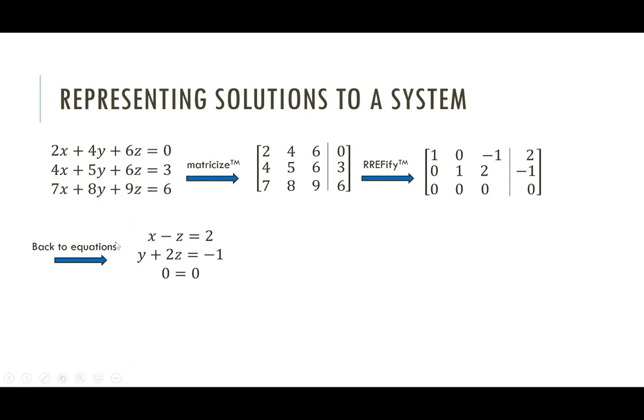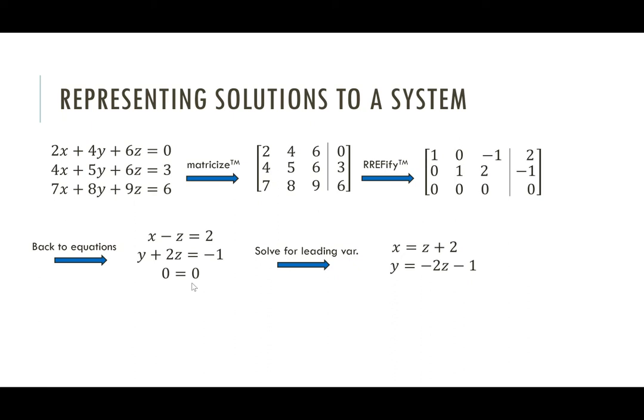And now, if you really want to understand what solutions are possible, the next strategy is you solve for the leading variable. The leading variable is just the first variable in the equation. In the first equation we would get x equals z plus 2. And in the second equation, we get y equals minus 2z minus 1. And this third equation, 0 equals 0, well, there are no variables there. 0 equals 0 is always true. That's not actually giving us any information for the system, so we're just going to stop worrying about that one.